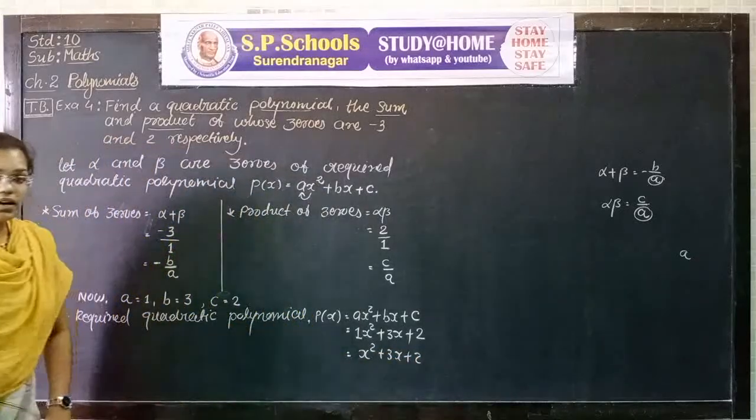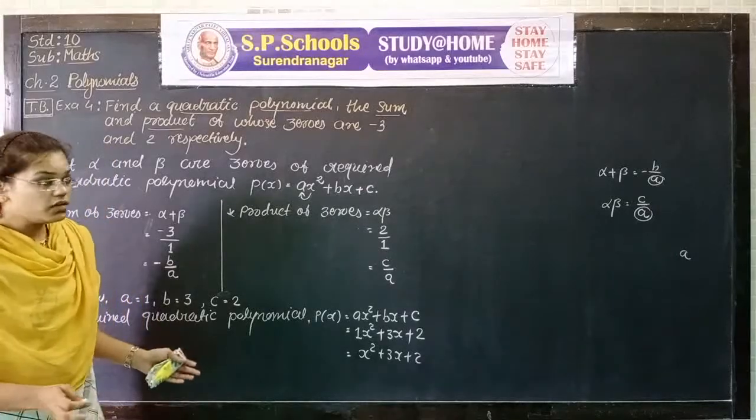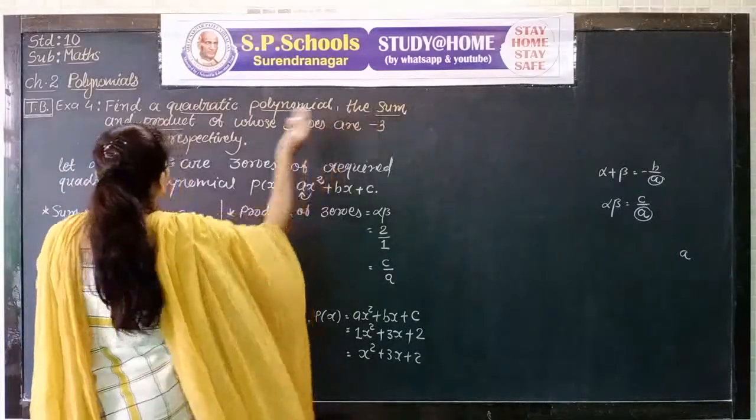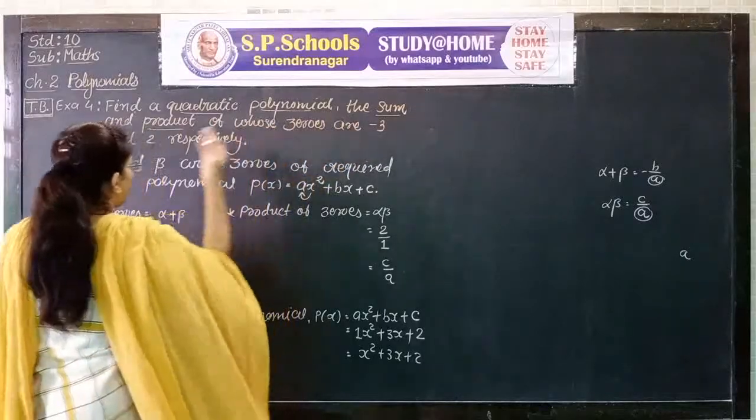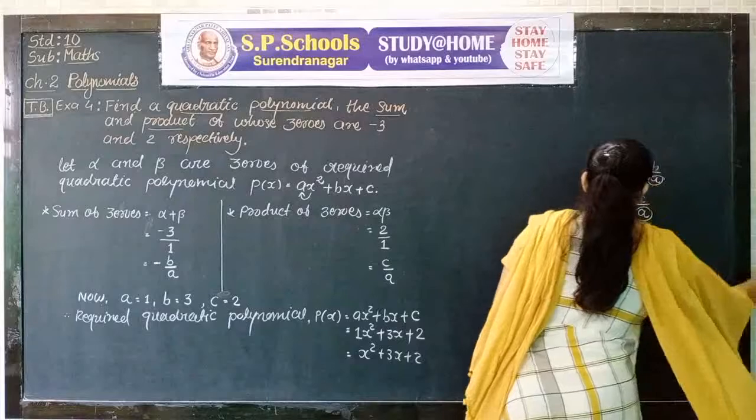It is our required quadratic polynomial, but we know there are lots of polynomials where the sum and the product of whose zeros are -3 and 2. Sorry, not -2, only 2.